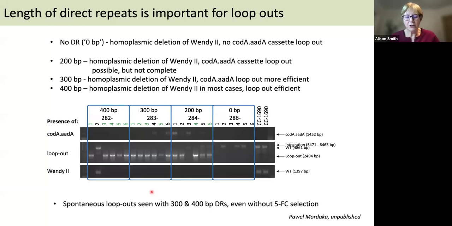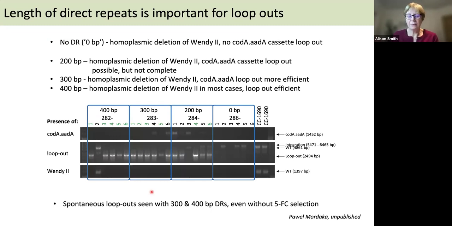To illustrate the efficiency of the homologous recombination, we actually see spontaneous loop outs even without the selection of 5FC. This is actually one of the hurdles we have to overcome, because we can get homologous recombination with homologous sequences when we don't really want them. So we have to be careful in using the various parts in our constructs not to have too much duplication. Otherwise, we get these spontaneous loop outs and aberrant genomes.